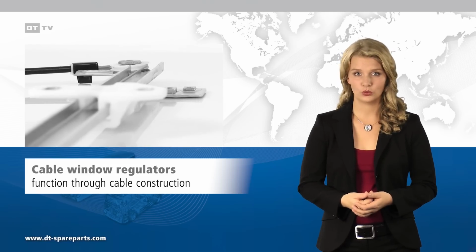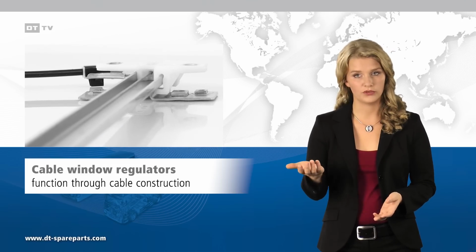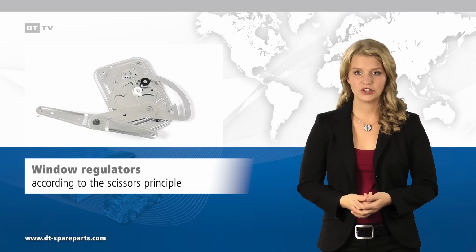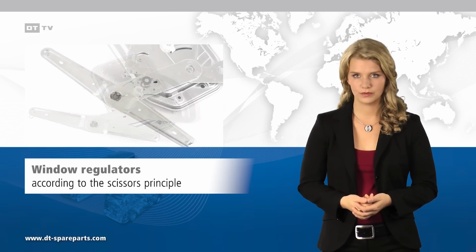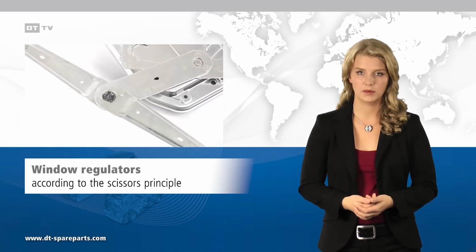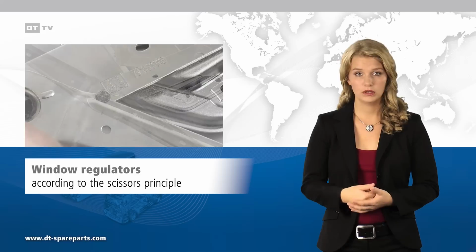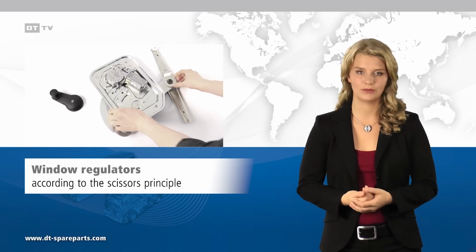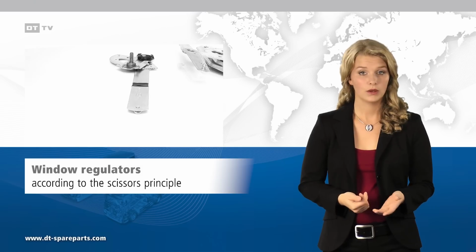The cable end without tension is simultaneously rewound onto the drum. Another way to move windows is the scissors principle. Here, the window pane is moved by two lifting arms arranged in the form of scissors. The lifting arms are moved over gears, which are operated by hand window crank or driven by electric motors.